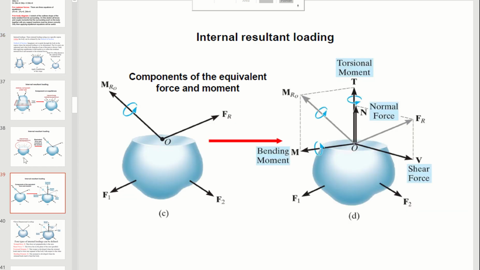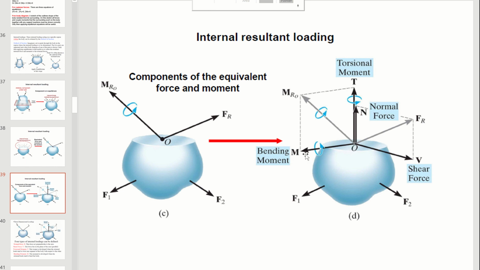In terms of internal loading, in this one here you see the normal force N. N means normal. Normal is perpendicular to the surface. And then you have V. V is shear. Shear is parallel to the surface. In other words, it's going to be on the surface. So N, normal, being perpendicular, V being parallel.